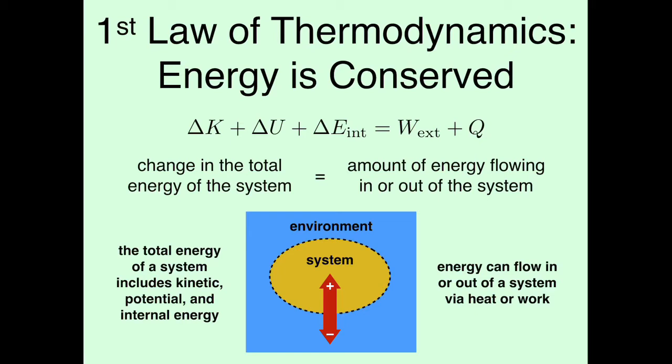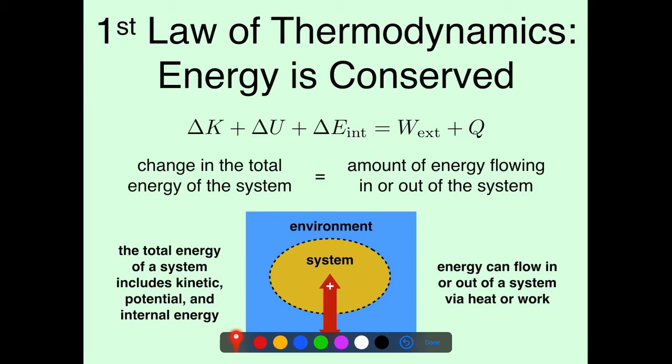So the equation says, and let's focus on the left-hand side for now, delta K plus delta U plus delta E internal, and those are all deltas. So those are referring to some kind of change. If we think about all of these terms together, that's the change in the total energy of your system. Now, what are different ways your system can have energy? Well, it can have kinetic energy, it can have potential energy, and it can have internal energy, right? So the change in all those different forms of energy is what we see on the left-hand side.